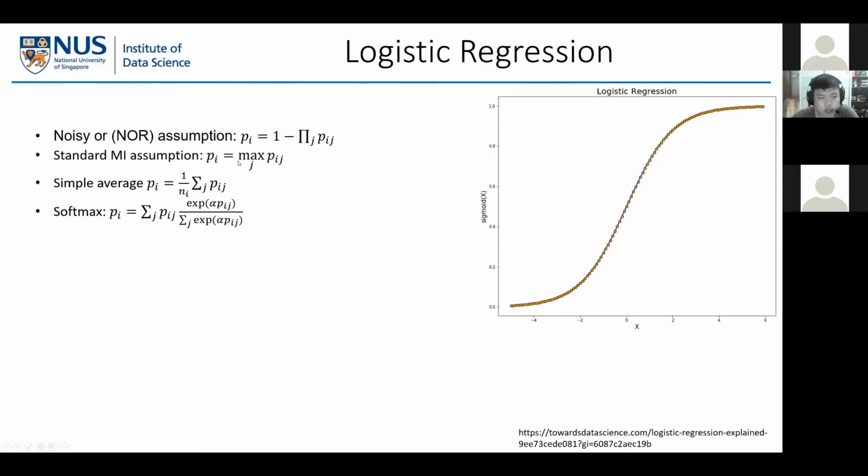Then we have the standard multiple instance assumption, in which the probability of the bag is just the maximum of the probability on the instance level. We can take simple averaging, or take softmax. Basically, we can come up with a multiple instance assumption and see which one gives us the best result.